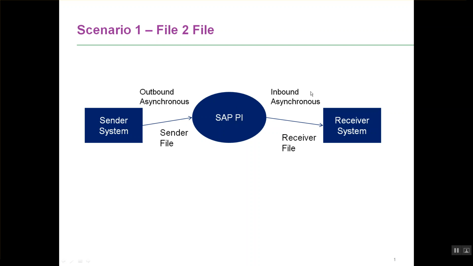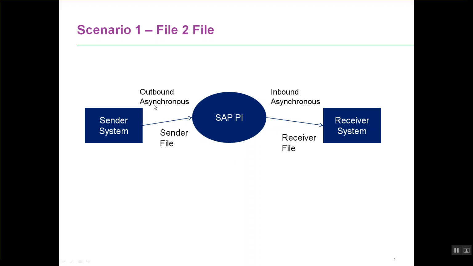And when PI is sending the data from PI to the receiving system, again, because this interface is with regards to the receiving system, the direction of the service interface is going to be inbound. So remember, an outbound interface is when a sending system is pushing data to PI, and an inbound service interface is when PI is pushing the data to the receiver system, because it is always with regards to the end system. It is always transparent of PI.